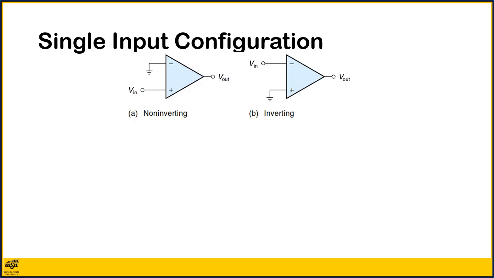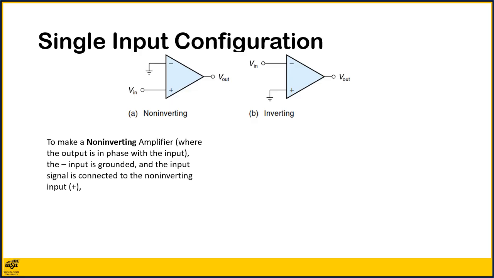Now consider the case where only a single input is required. There are 2 possibilities. The output will be either in phase or out of phase with the input. To make a non-inverting amplifier where the output is in phase with the input, the negative input is grounded and the input signal is connected to the non-inverting plus, as shown in figure A.